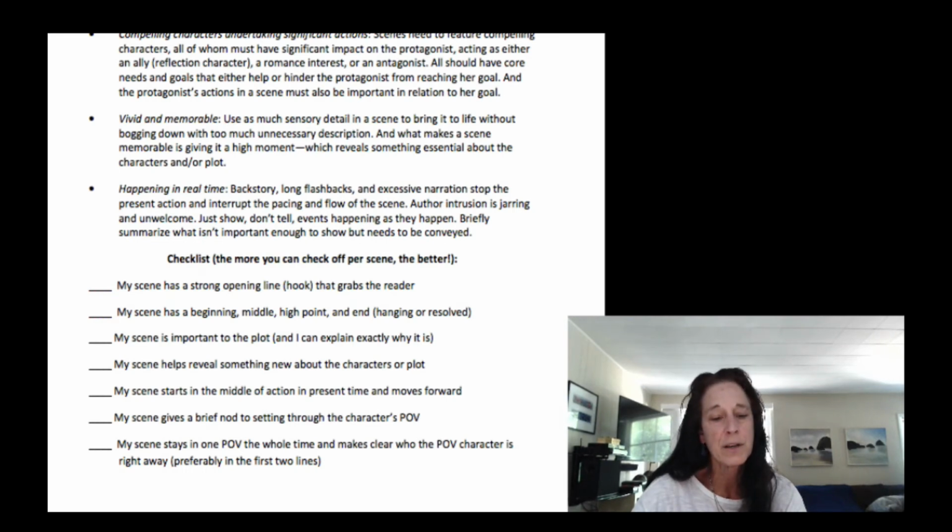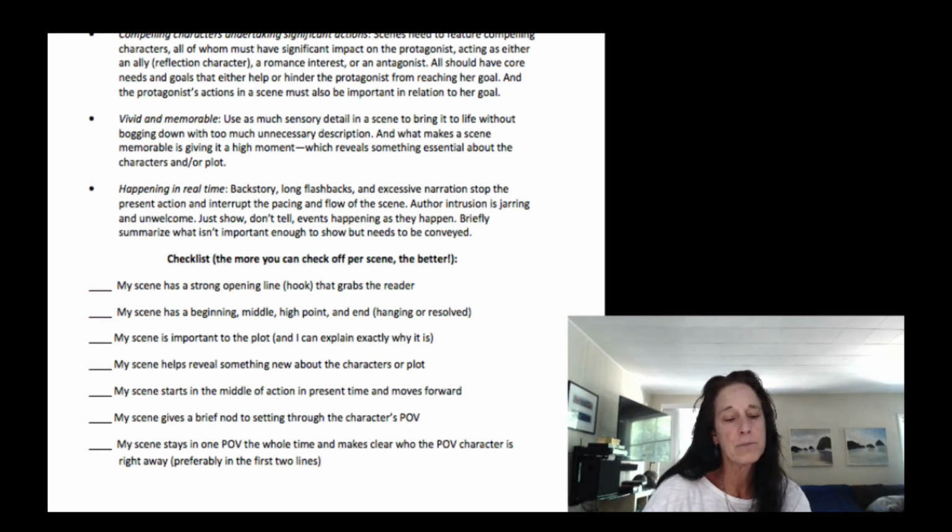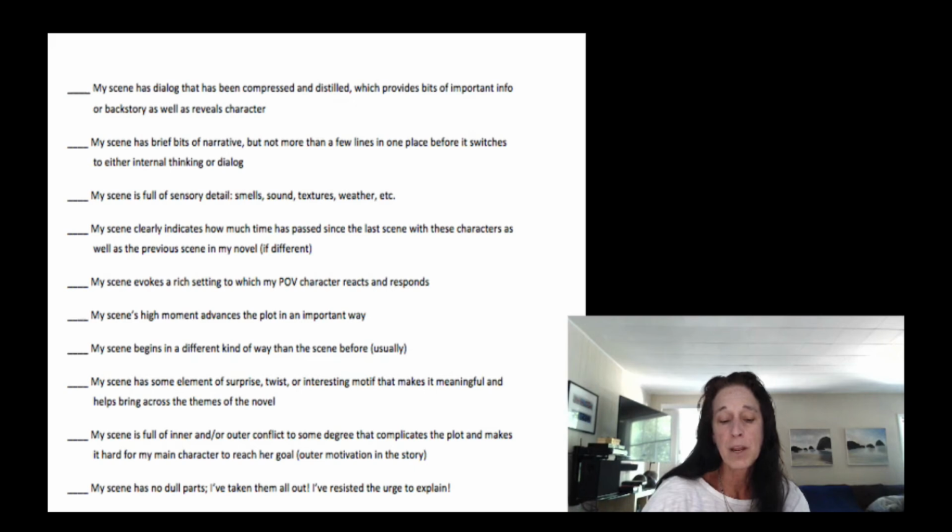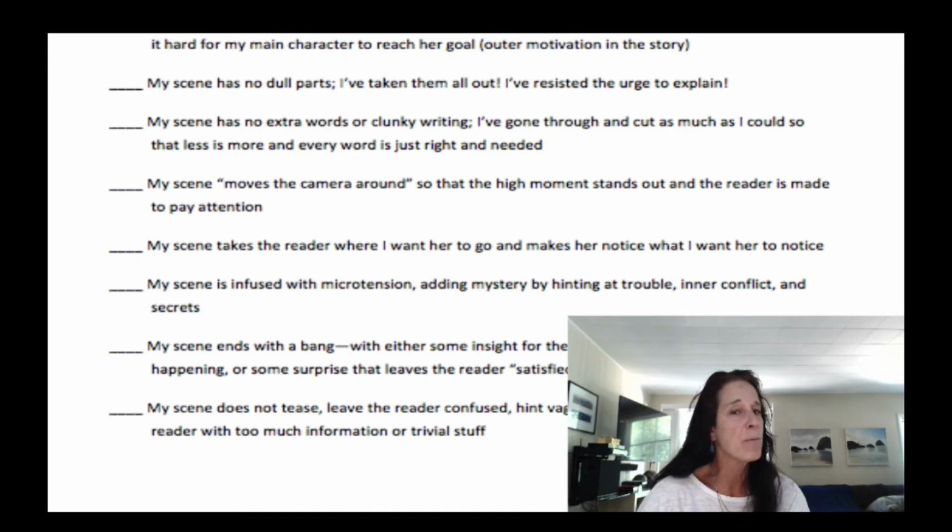My scene stays in one point of view the whole time. Very important. Then we talk about dialogue and bits of narrative, making clear how much time has passed. Maybe elements of surprise or twists. My scene starts in a different way than the last scene started. Something to think about. And then what about getting rid of clunky words and clunky writing, tightening up, being concise with your writing. Think about your camera angles. Does my camera move around and show specific details where I want the reader to pay attention?